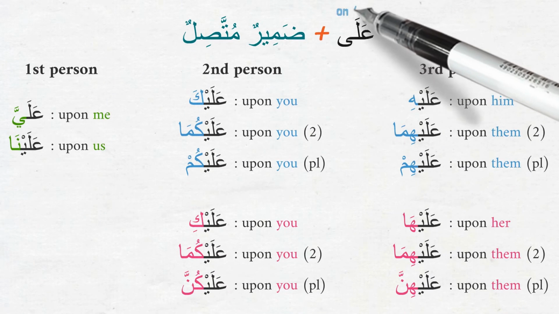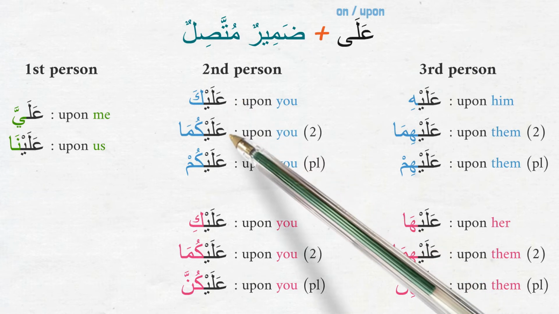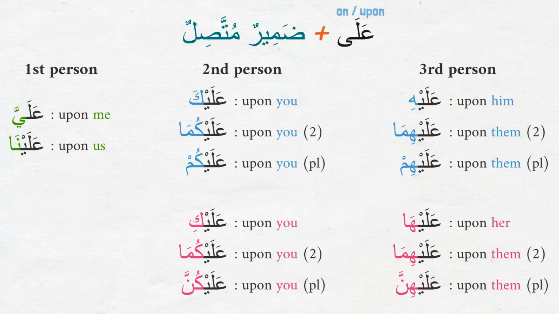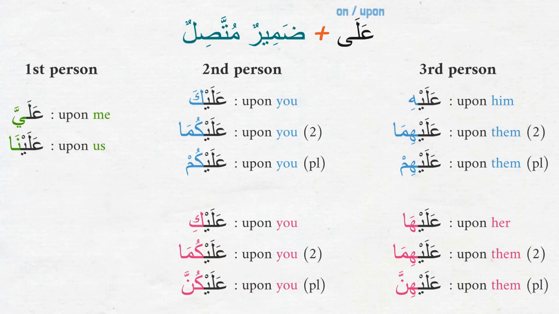Here's the entire table of ala coming with different forms of ضمير متصل. Let's read them together. عليه, عليهما, عليهم. عليها, عليهما, عليهن. عليك, عليكما, عليكم. عليك, عليكما, عليكن. علي, علينا. So we see here that with all forms of ضمير, ala is changing its last letter to ya with sukun.